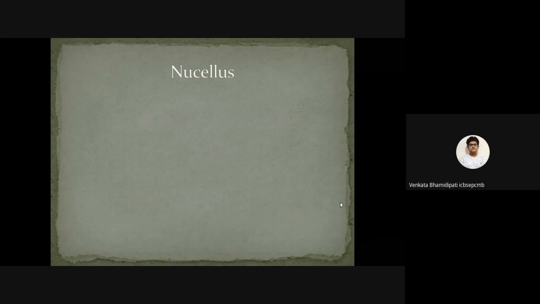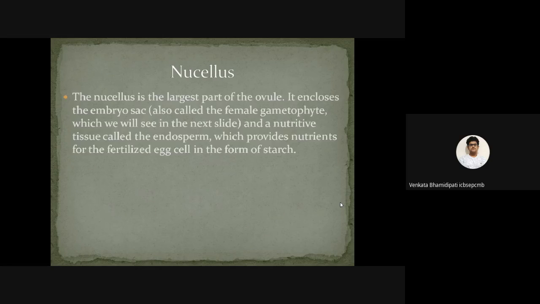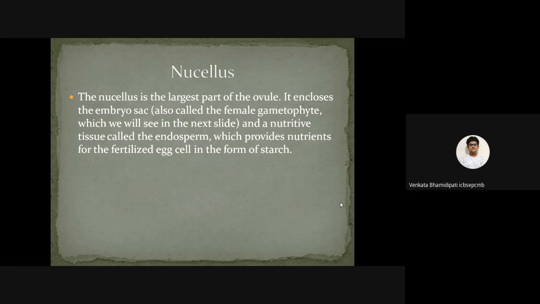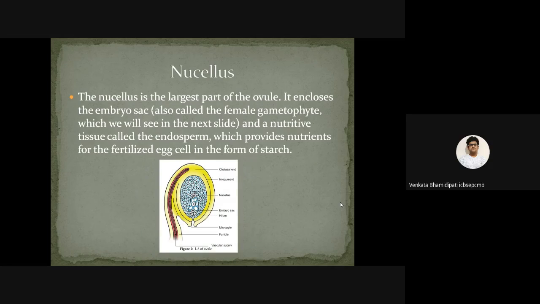The first which we'll cover is the nucellus. The nucellus is the largest part of the ovule. It encloses the embryo sac, and the embryo sac is just a fancy name for the female gametophyte, which we will come to see in a later slide. It also encloses a nutritive tissue called the endosperm. The endosperm's function is to provide nutrients for the fertilized egg cell, and those nutrients are in the form of starch. If you see this diagram, the bluish white area in between, that's what we call the nucellus.